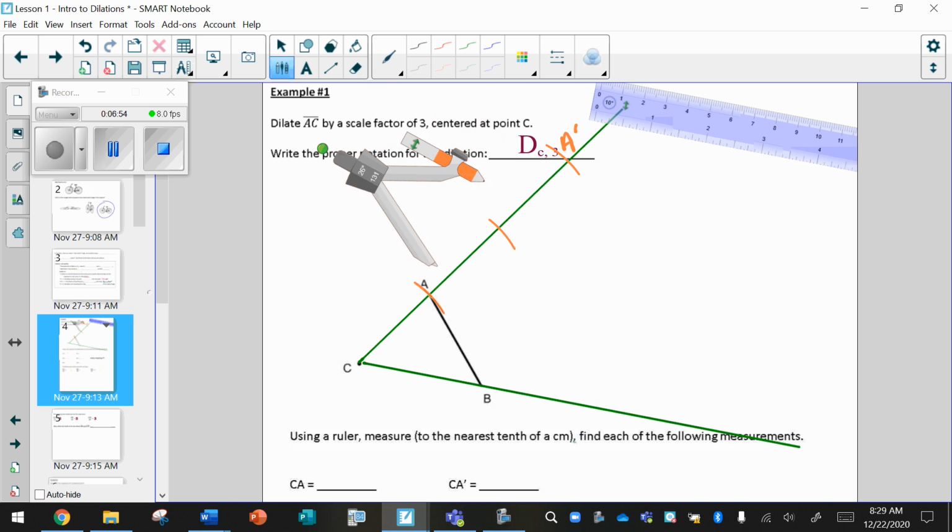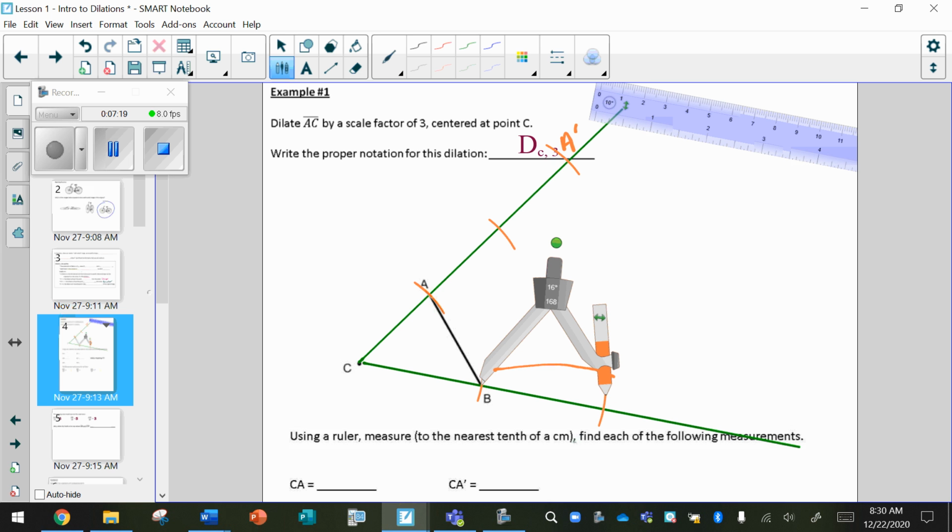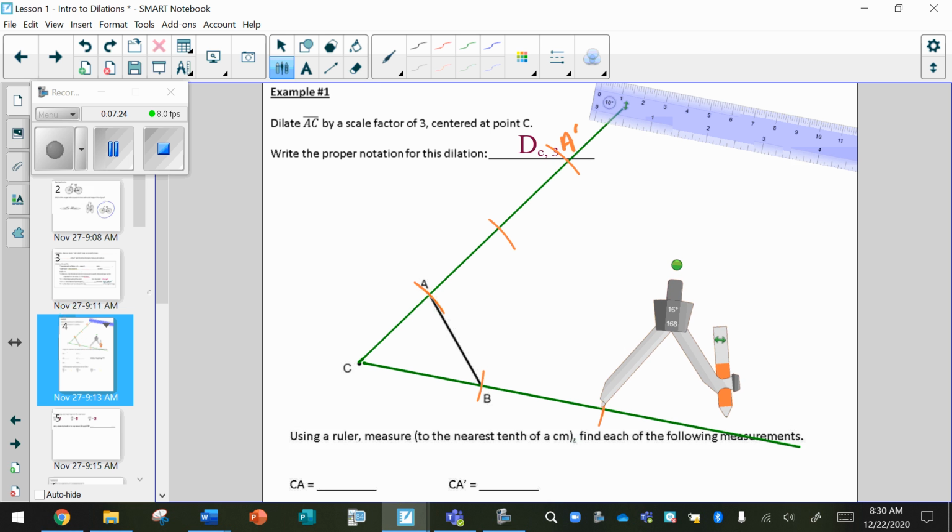I'm going to measure C to B this time and mark off 3 of those lengths. From C to B does count as 1. So there's 1. Keeping the compass the same size, there's 2. And 1 more. There's 3. There is B prime.